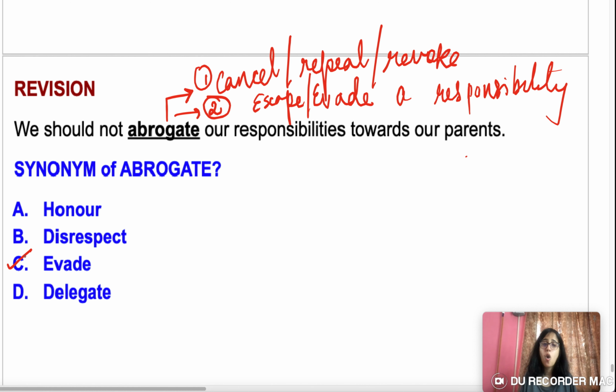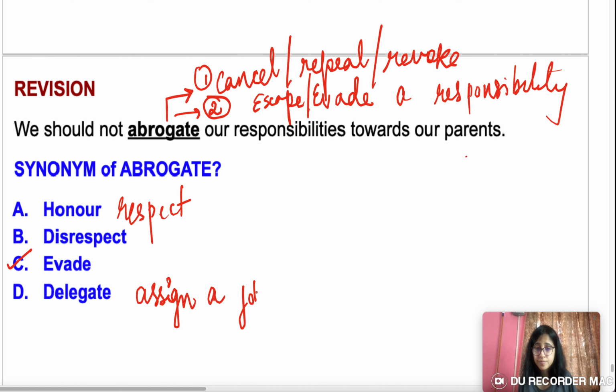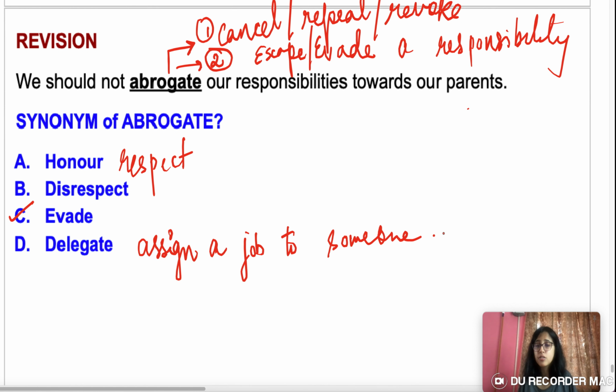Honor means to respect. What is the meaning of delegate? Delegate means to assign a job to someone, to pass on a job.